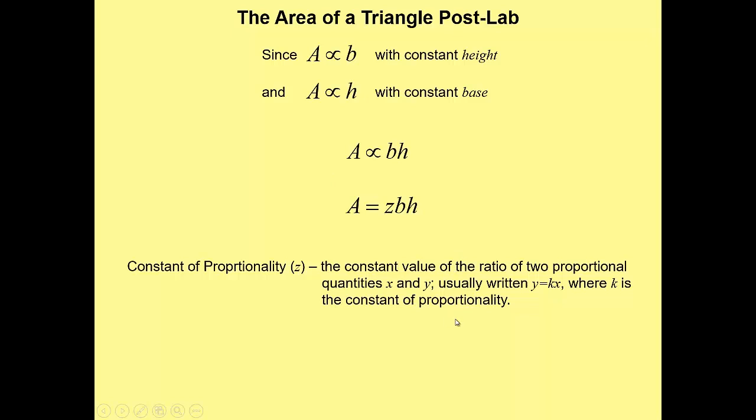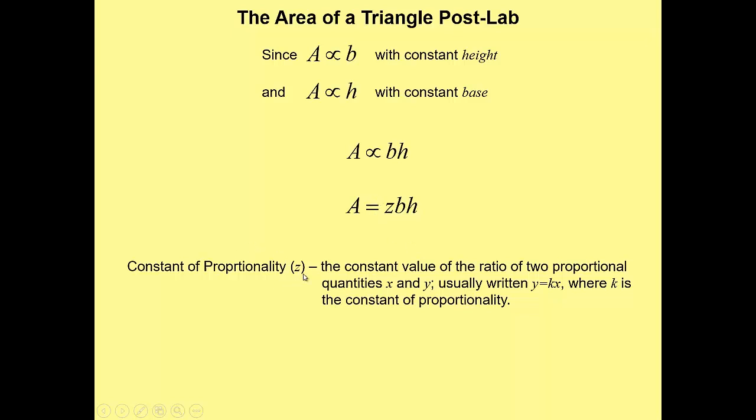Here's the technical math definition. The constant value of a ratio of two proportional quantities x and y, usually written y equals kx, where k is the constant of proportionality. Isn't that clever? They use k for constant. All right. So this is the math definition. Basically, it's some coefficient you put out in front that turns it into a proportionality, or sorry, an equality, all right? Makes it an equal sign. So this is some extra number.